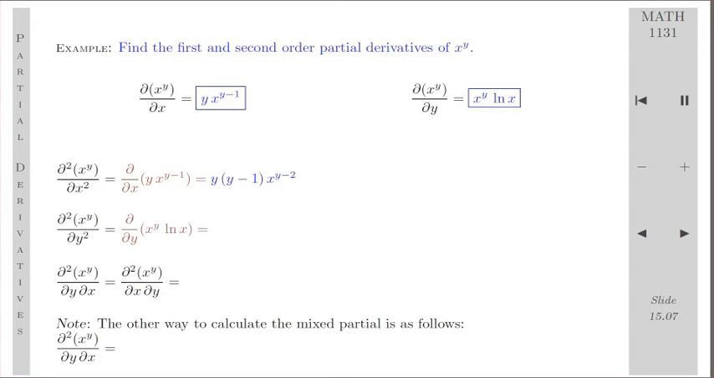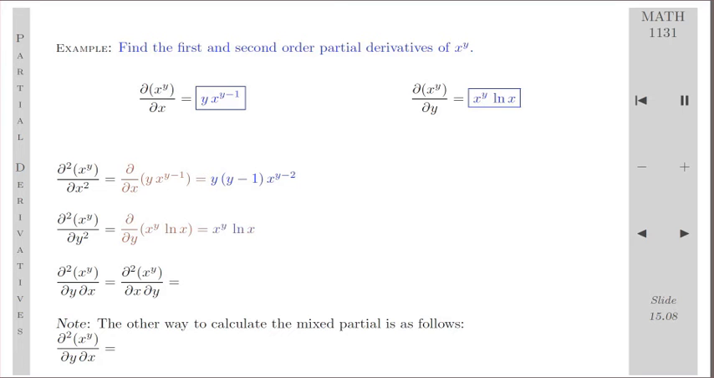If I find d squared of x power y over dy squared, I take d over dy of that, which is x power y ln x, and differentiate that again with respect to y. Now I treat x as if it's a constant, which means ln of x is a constant. I have to differentiate just x power y with respect to y. It's again just the exponential rule. We already know the answer.